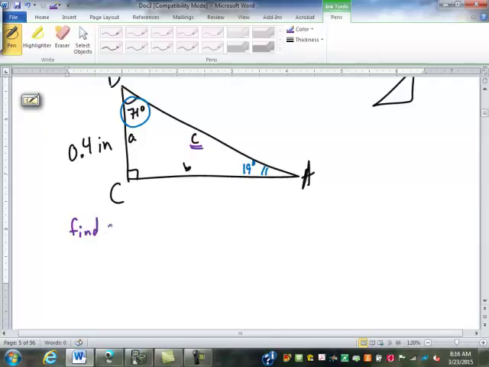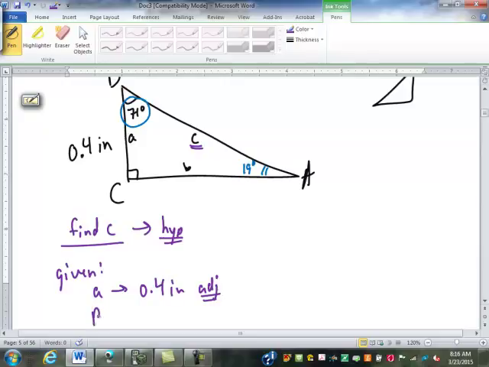Side C is what side of this triangle? It is the hypotenuse. We have, or are given, side A, which is 0.4 inches, and that is the adjacent side. And we're also given angle B, which is 71 degrees. So we are given the adjacent side. We are looking for the hypotenuse. Those are what we need. We need to have two sides all the time. Sometimes we'll be given two sides, but most often we're given one side and we're asked to find the other.